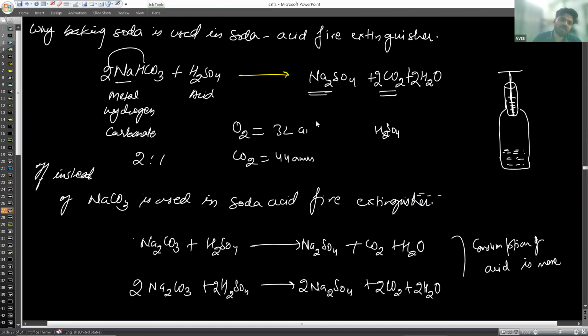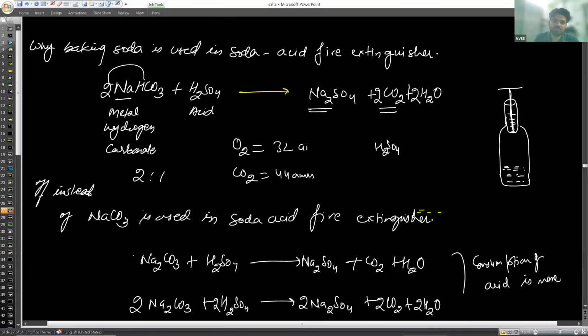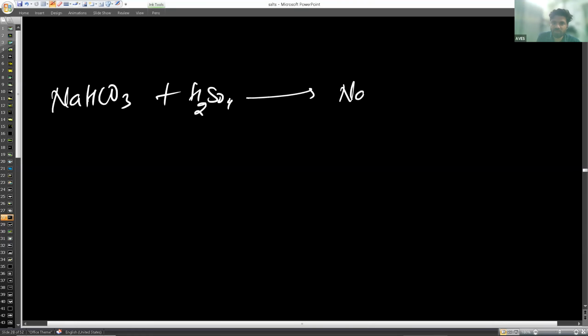Now, this baking soda is also used in soda acid fire extinguisher. Soda acid fire extinguisher means this is a reaction which is done between acid and this baking soda in order to produce carbon dioxide, because you know that when sodium hydrogen carbonate reacts with H2SO4, it gives you sodium sulfate Na2SO4 plus carbon dioxide plus water.